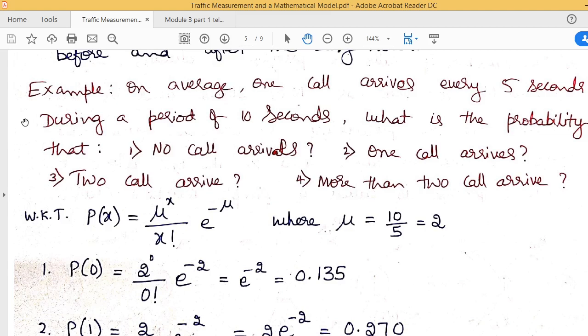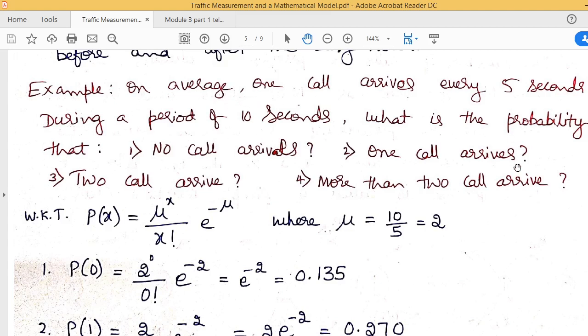Let us solve an example where it is given that on an average one call arrives every 5 seconds. During a period of 10 seconds, what is the probability that no call arrives, one call arrives, two calls arrive, and more than two calls arrive? They have directly given that one call is arriving every 5 seconds.